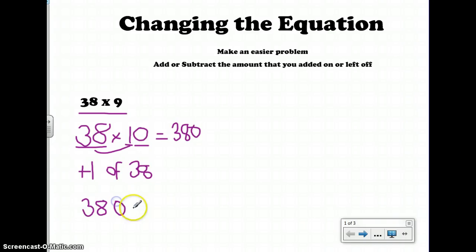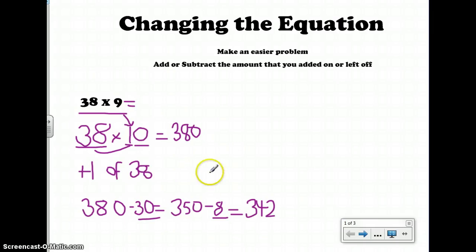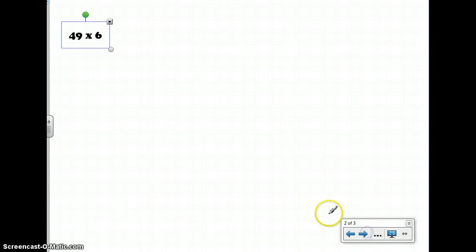So now I would do 380 minus 30, because I'm going to subtract in parts, which gives me 350. And then 350 minus 8 equals 342. So I made one more group of 38, so I went back and subtracted one group of 38, and now I've got my final product, which is 342. Let's look at another example.